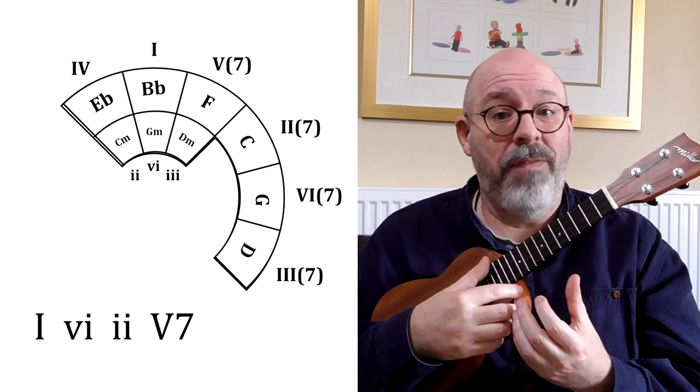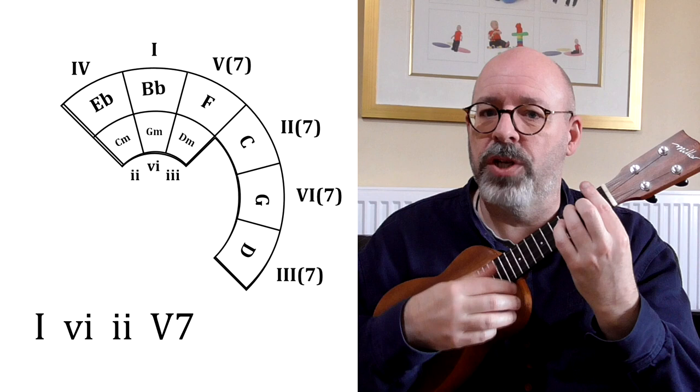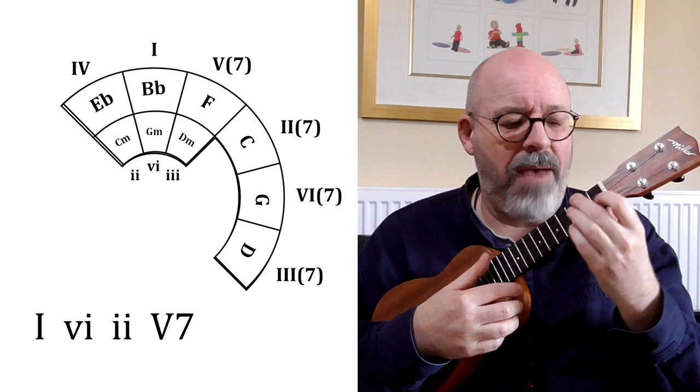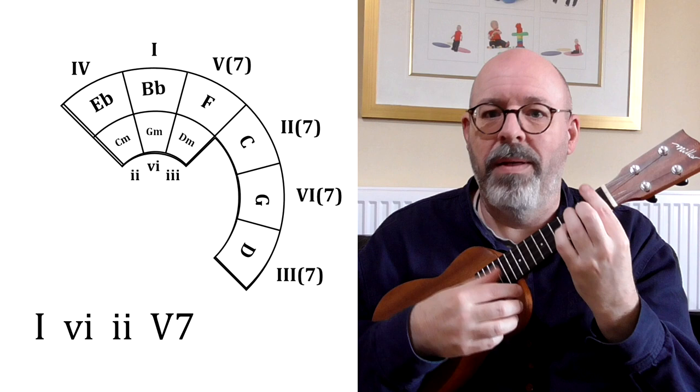Well, we just read off those Roman numerals. 1 would be B-flat, 6 would be G minor, 2 would be C minor, and 5 would be F, but we're going to add that 7th and make it an F7. And can you hear that? Still, I got rhythm. I got rhythm.